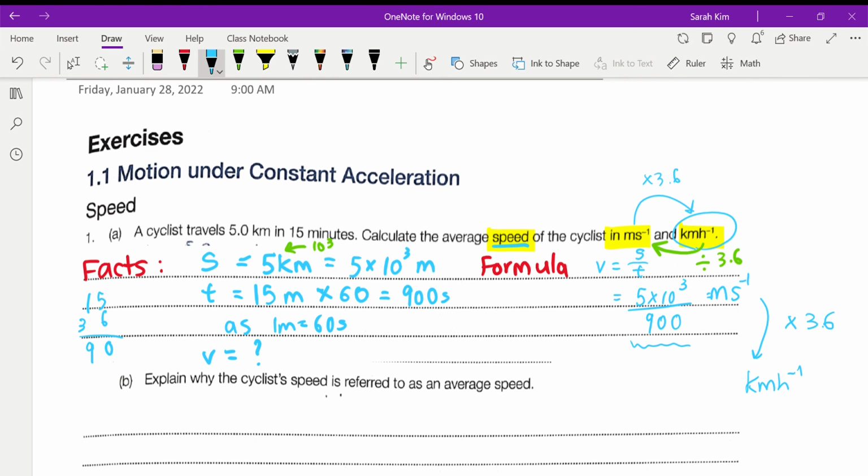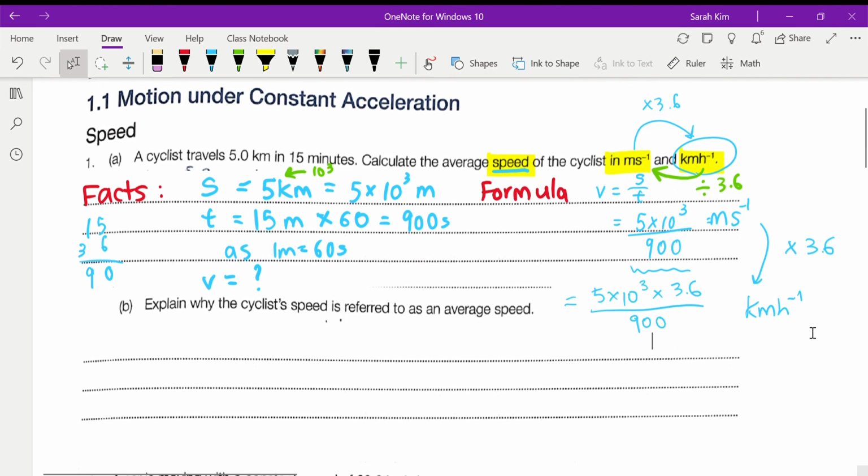So, eventually I chuck it in the calculator, you get 5 times 10 to the 3 times 3.6, divided by 900. So if you put this in the calculator, you will get a final answer in kilometers per hour. Alright, let's keep going. So explain why the cyclist's speed is referred to as an average speed.